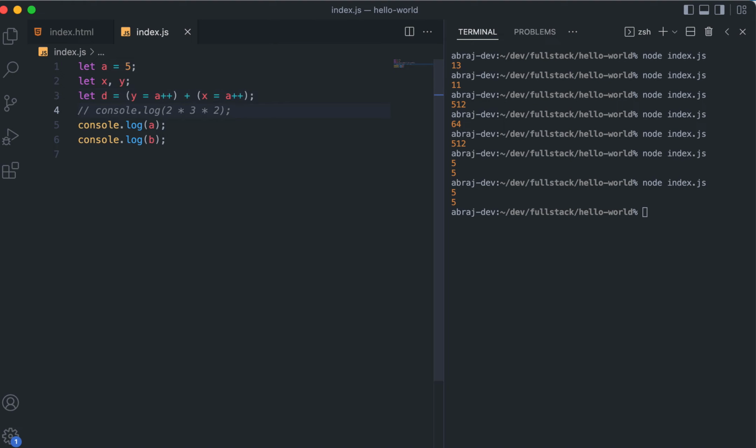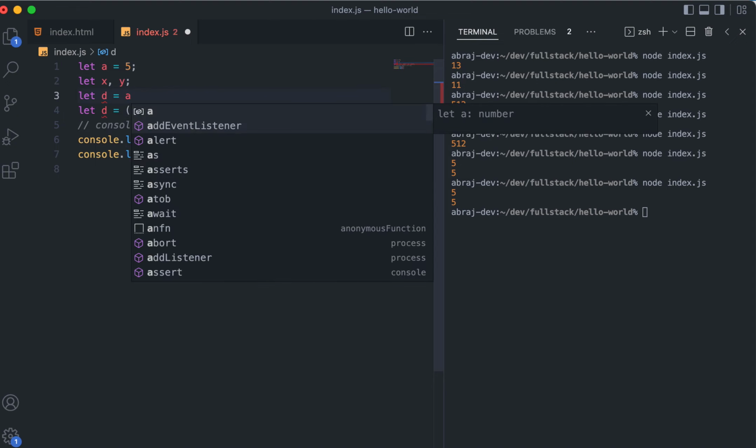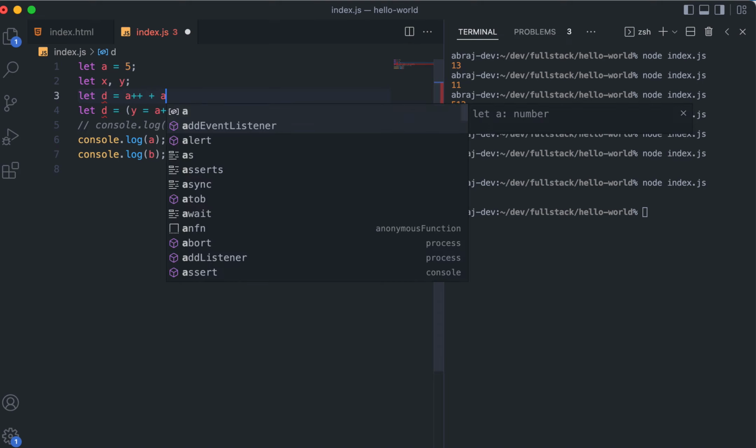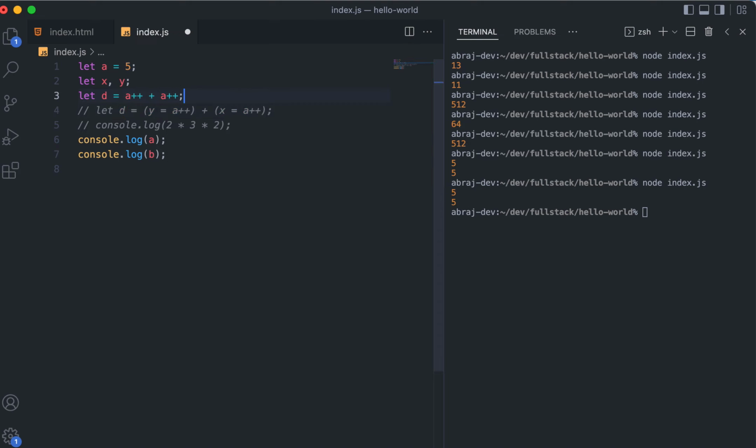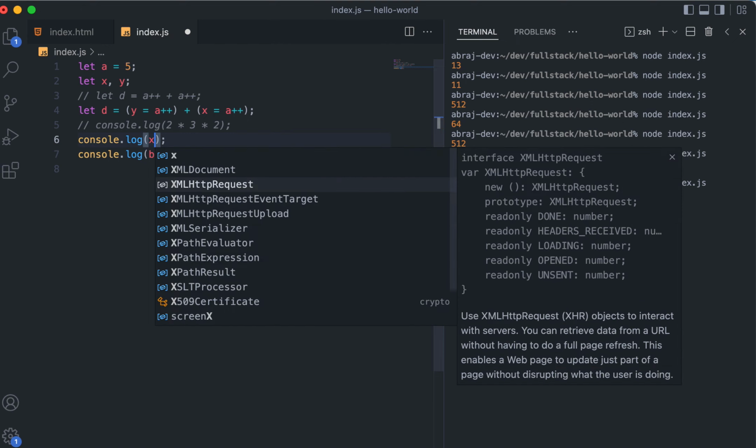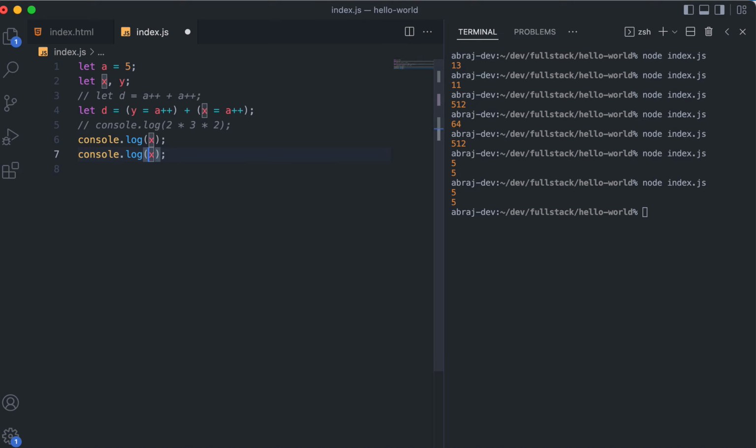Because from this you can understand that when the simple expression was written, let d is equal to a plus plus plus a plus plus, whether this was executed first or this was executed first. This is just a complicated way of knowing that. Because now if I print x and y, then I can clearly see what is going to be the value of these variables. So let's say this is x, and okay, that is fine. So let's write a.